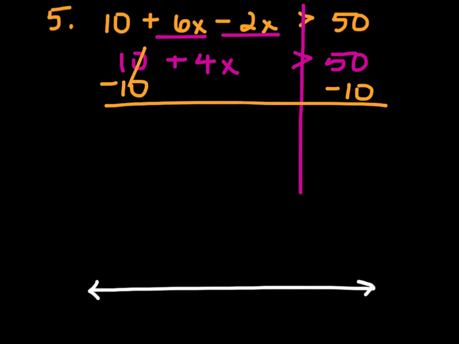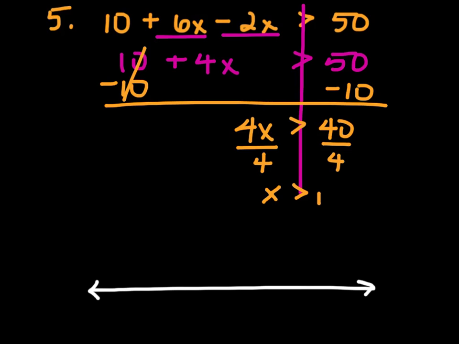So that leaves me with 4x is greater than 40. And then finally I'm going to divide both sides by that 4 there. So x will be greater than 10. This is my solution written out algebraically.